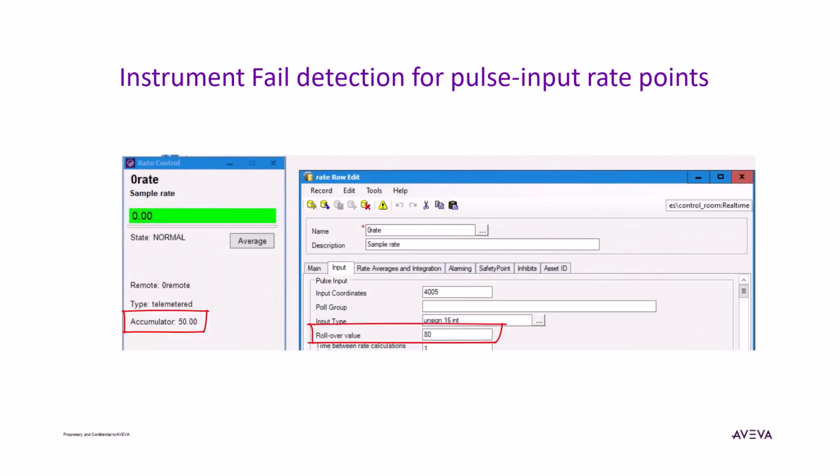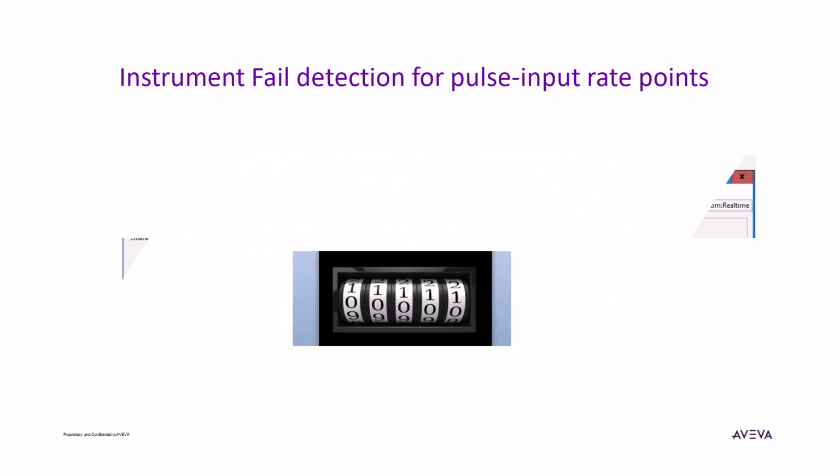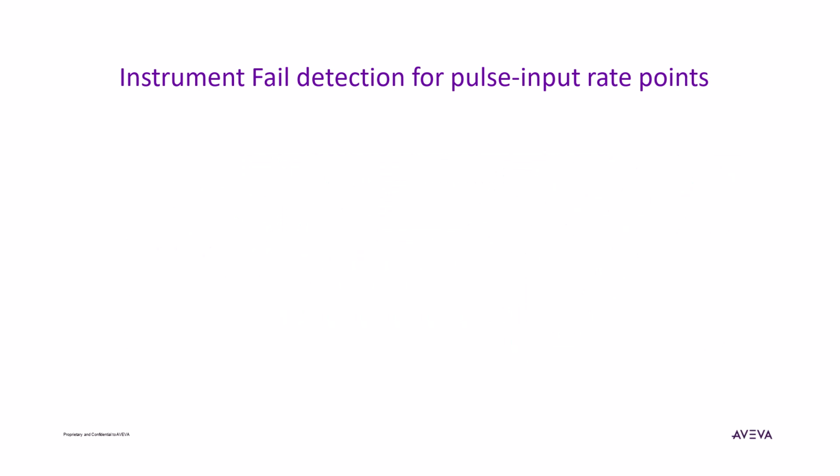Instrument fail detection for pulse input rate points. When instrument fail is enabled for a rate point, and the accumulated value is processed above the configured rollover value, Enterprise SCADA will set the point into instrument fail state, and generate an alarm and event to indicate instrumentation failure. This is because the accumulator in the field cannot be higher than the physical rollover value, similar to a car odometer that cannot go past its physical limit.